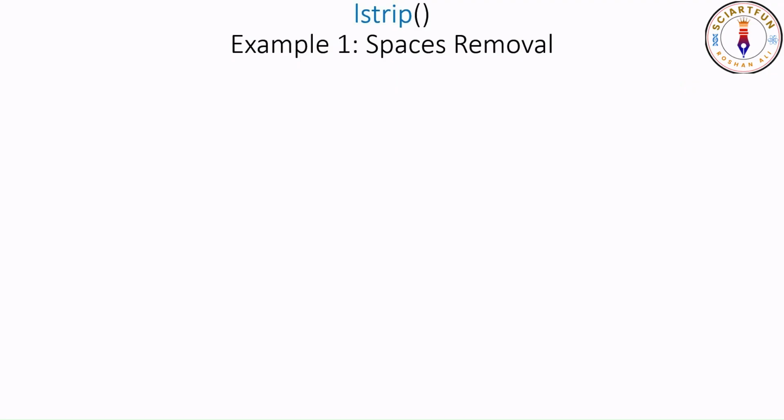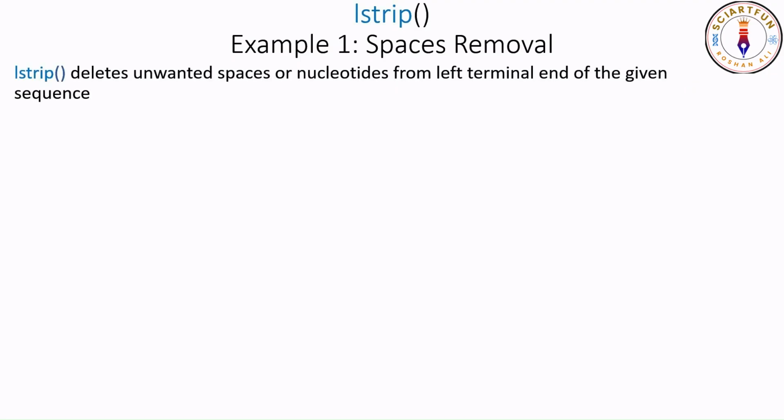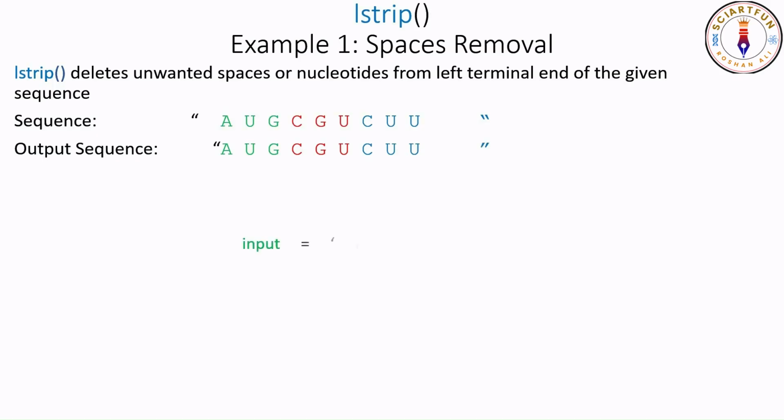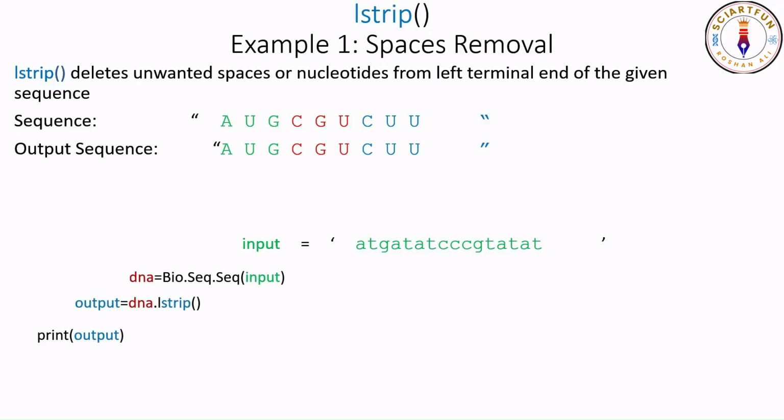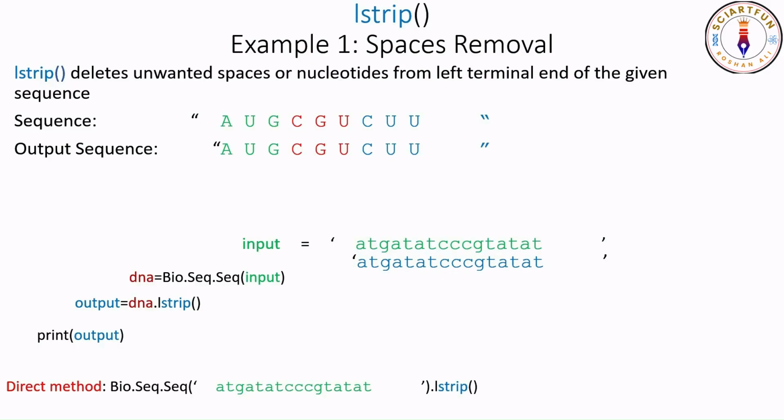Okay, now let's come to lstrip command. Lstrip works the same way as strip does, except it only strips off nucleotides from the left end only. It does not cut anything from the right side. This first example is about stripping the spaces from the left side. This is the sequence of commands you have to follow. This is the direct command. And this is the resultant sequence you get.